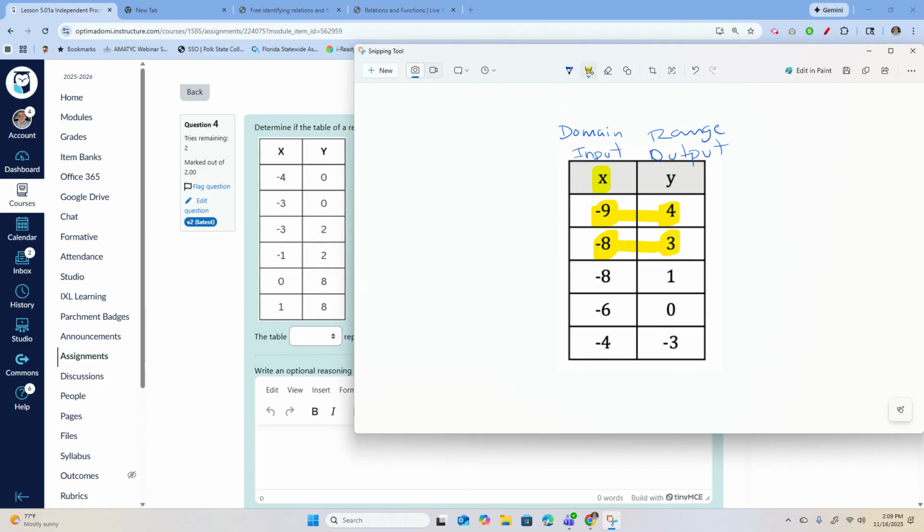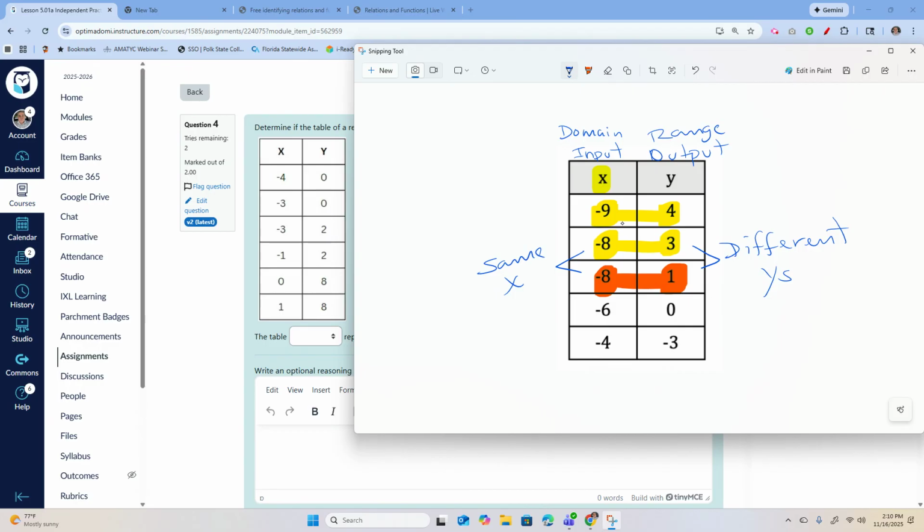But look what happened here. I have another -8. If I have the same X value again, I should be matched with the same Y value I had before. But unfortunately, this one is matched with a different Y value. See, we have the same X value matched with different Y values. And that's not good, because every X should be matched with exactly one Y.